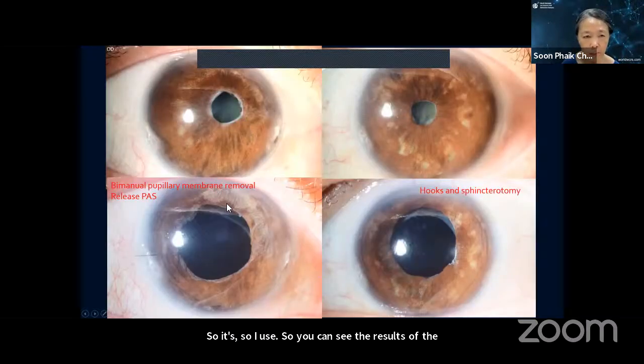So you can see the results of the patient, right? This is the one that had a bimanual pupillary membrane removal, and this was the earlier one that you saw that has a more regular pupil, but they were both quiet after the surgery.